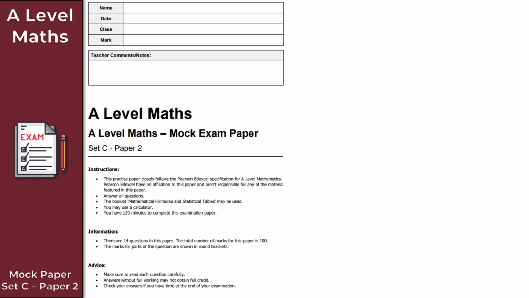Before we jump into the paper today, just a few quick notes. This practice paper closely follows the Pearson Edexcel specification for A-level maths. However, Pearson Edexcel have no affiliation to this paper and are not responsible for any of the material featured in it. You can use the formula book and the calculator, and you get 2 hours, as you would with any standard A-level maths exam. As we saw with paper 1, there are also 14 questions in this paper.